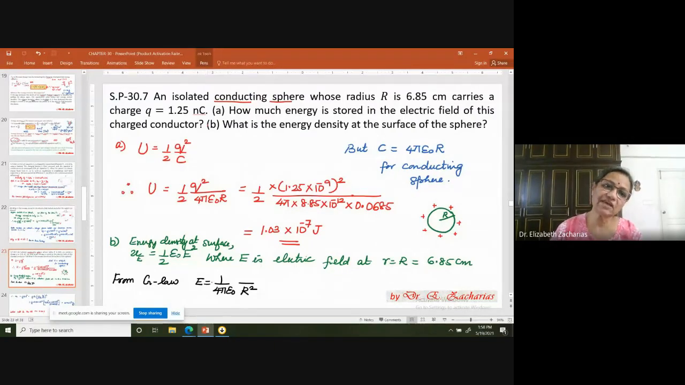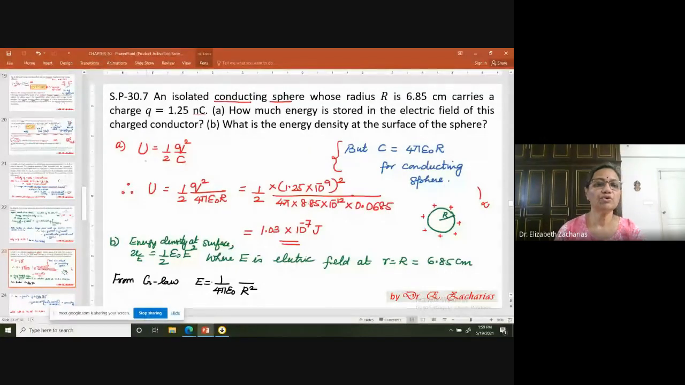If it's a capacitor, it's a spherical capacitor, where is the second plate? The second plate is at infinity. If you remember, in this chapter only, we arrived at a formula for the capacitance of an isolated sphere. The formula was C is equal to 4 pi epsilon naught R. So we will have to use this for doing our problem.